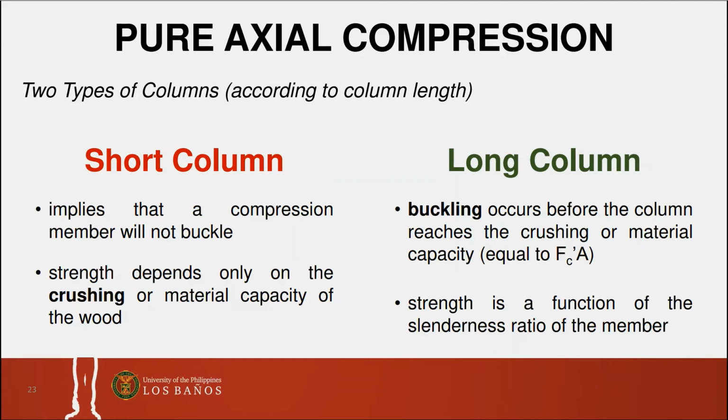There are also two types of columns according to column length. First is the short column, which implies that a compression member will not buckle, and the strength depends only on the crushing or material capacity of the wood. Meanwhile, for a long column, buckling occurs before the column reaches the crushing or material capacity, equal to F'c. Strength is a function of the slenderness ratio of the member.